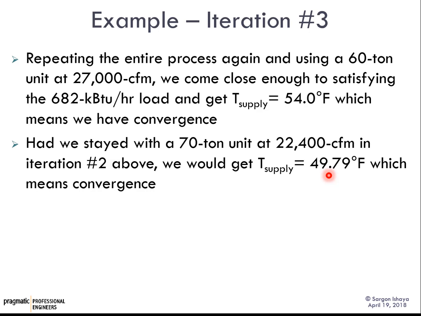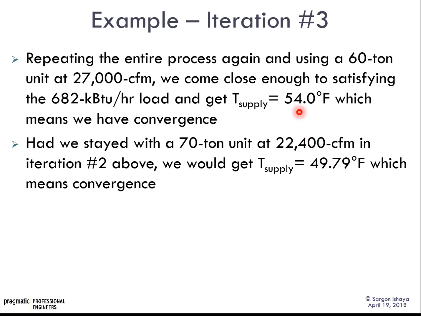So you can use either unit, the 70-ton unit at 22,400 CFM. You'll get a lower supply air temperature. Or you could use the 60-ton unit at 27,000 CFM, and you'd have a higher supply air temperature. Either one will satisfy the load. However, depending on the unit you pick, they will operate at much different supply air temperature conditions.